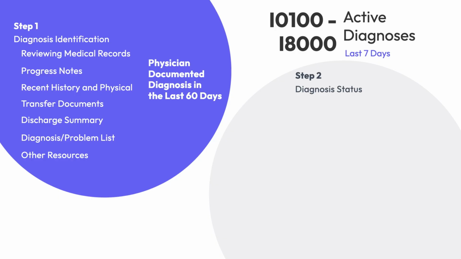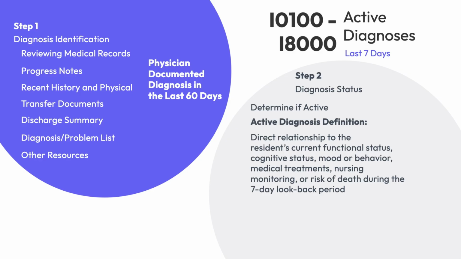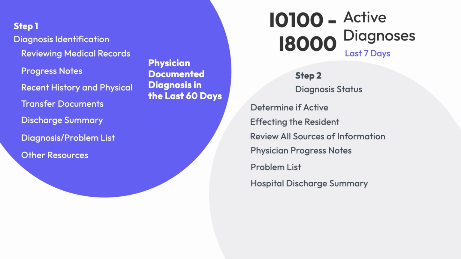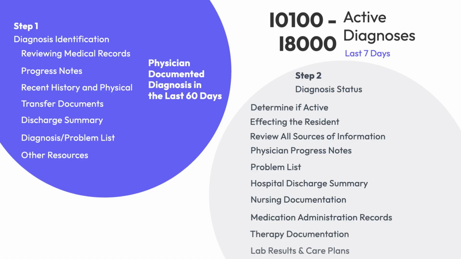Once a diagnosis is identified, our next step will be to determine if the diagnosis is active. Active diagnoses are defined as having a direct relationship to the resident's current functional, cognitive, or mood or behavior status, medical treatments, nursing monitoring, or risk of death during the 7-day look-back period. To fully understand how the diagnosis is affecting the resident, it is important to review all available sources of information including physician progress notes, problem lists, hospital discharge summaries, nursing documentation, medication administration records, therapy documentation, lab results, and care plans to determine which diagnoses meet the criteria for being active during the 7-day look-back period.